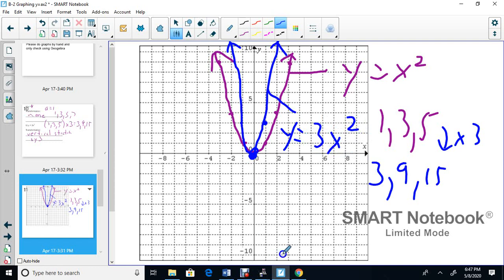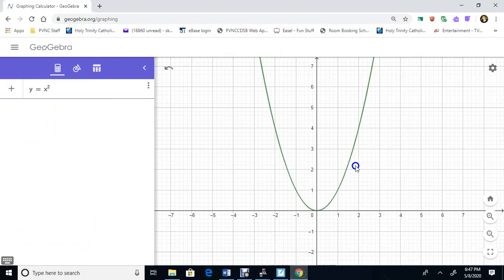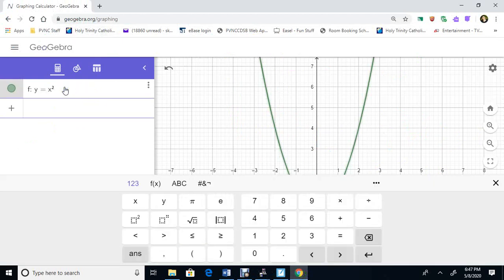Now let's take a look over on our graphing software. So we're going to switch over here. We're going to type in on the same one. We'll hit enter at the end. We'll put it on the same one. y equals 3x squared. See, there it is.